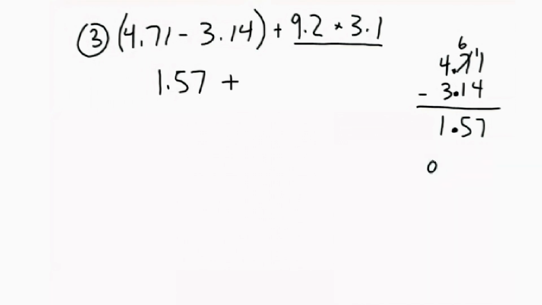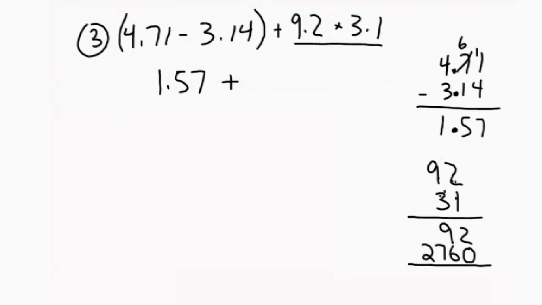And now I've got to do this multiplication, so I'm going to leave my plus sign there, and I'm just going to multiply 9.2 and 3.1. How many decimals in my question? There's 2, so there'll be 2 decimals in my answer. 1 times 2 is 2. 1 times 9 is 9. Put your 0 and start your next column.